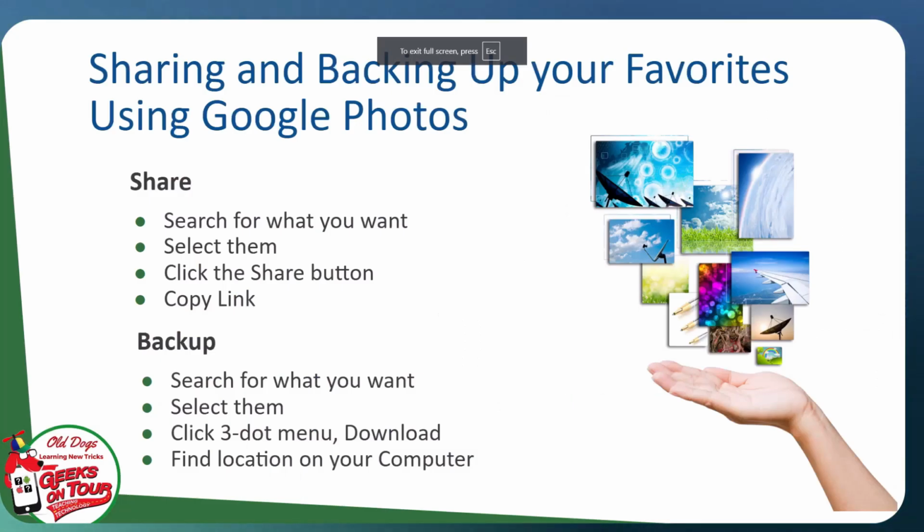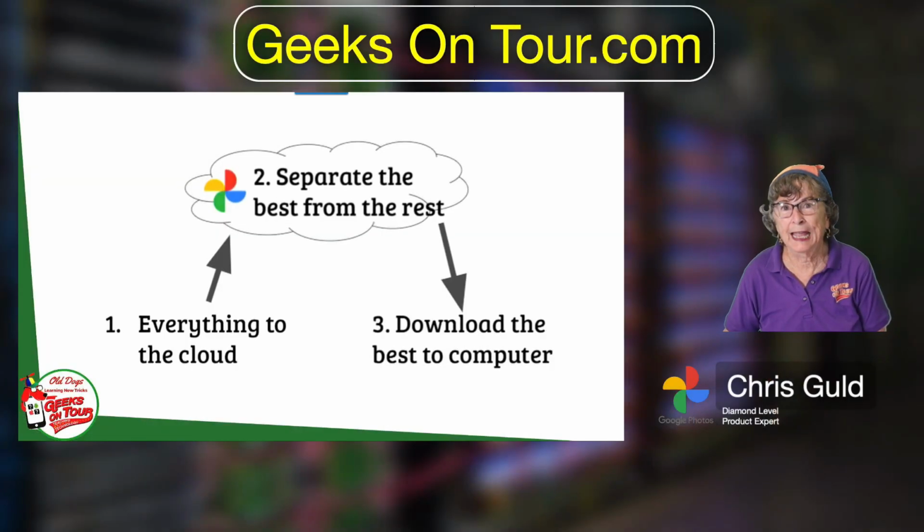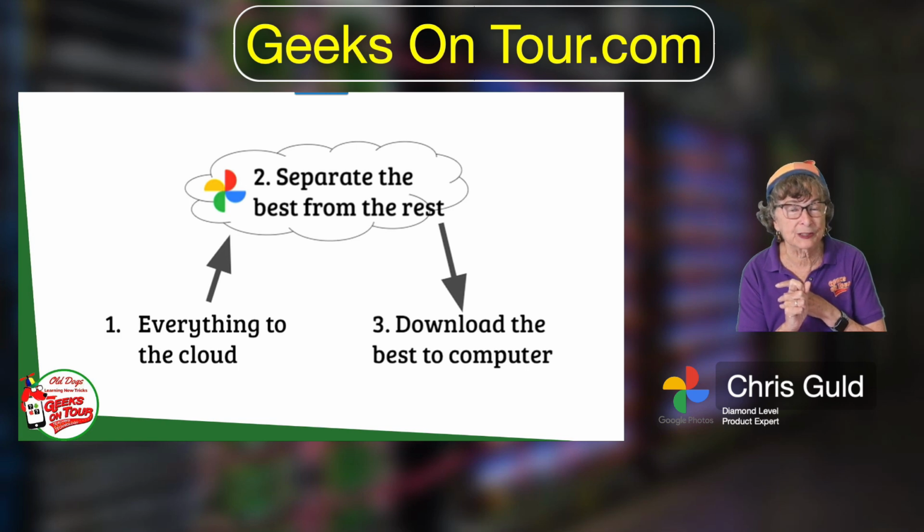So that is using favorites to share what you want and to back up what you want. So you can have a complete photo management system just by gathering all your pictures in one place, separate the best from the rest, then download the best to the computer for backup and safekeeping. That's what I think is the full circle of organizing your photos.